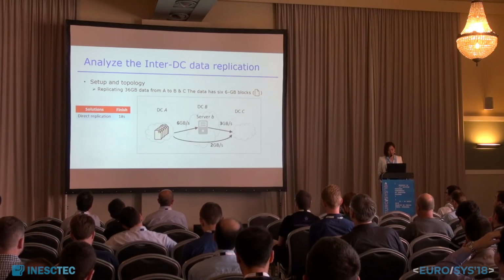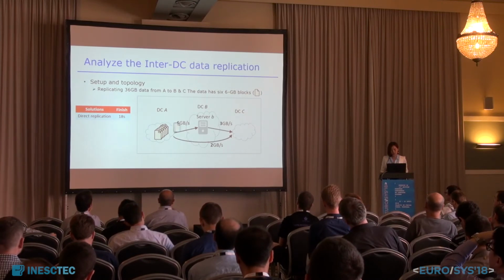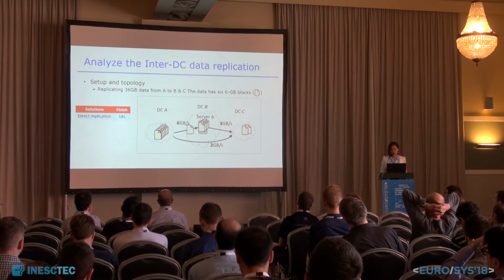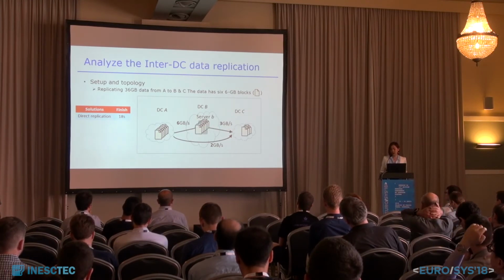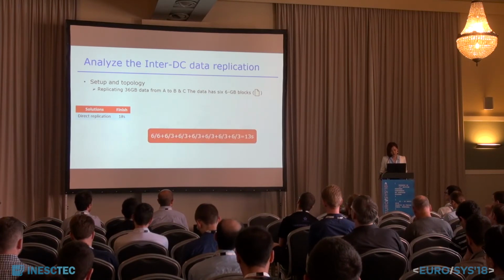The second strategy is to make a simple chain replication. We use application overlay paths to send blocks through server B, acting as a store and forward point. And in this scheme, the completion time is 13 seconds.